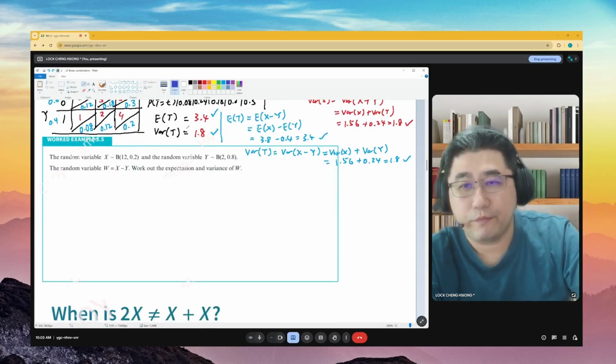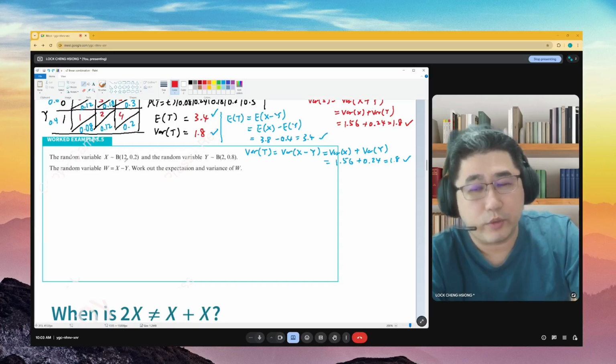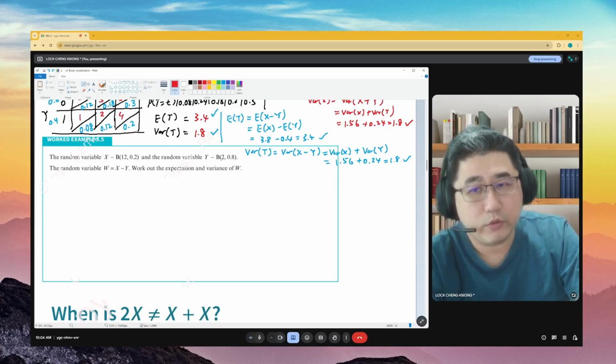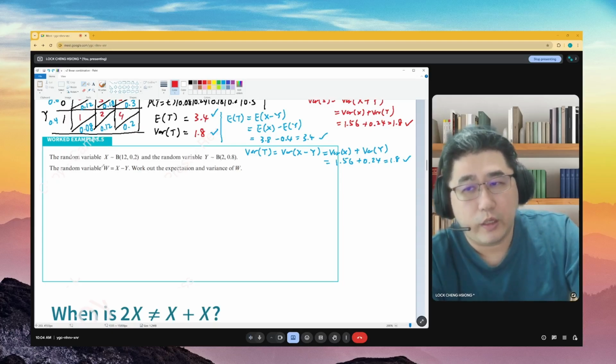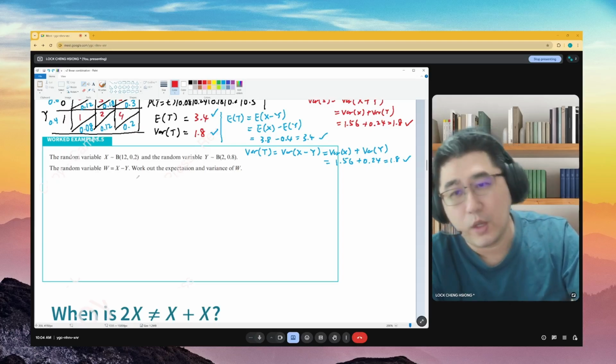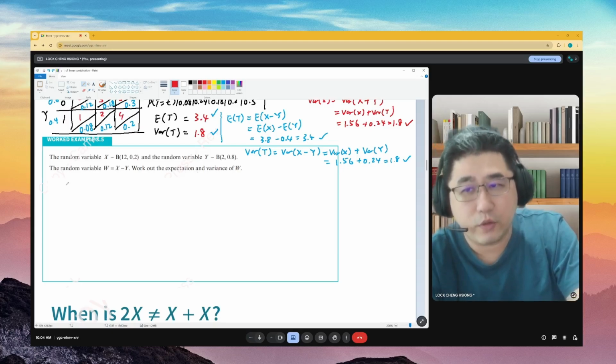Example 3.5. The random variable X is binomial 12, 0.2, and the random variable Y is another binomial with 2, 0.8. And I have a random variable W equals X minus Y. Work out the expected value and the variance of W. So this one is just purely applying the formula straight away.